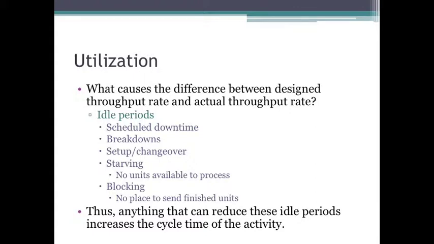So all of these cause this difference between our design throughput rate, in other words, how much a step in the process could get done if it wasn't being blocked or starved by anything, and our actual throughput rate. So anything that reduces these idle periods is going to improve the cycle time of the activity and hopefully increase the utilization. That's the ultimate goal. Remember, we want a high utilization. We don't want one, but we do want a fairly high utilization.